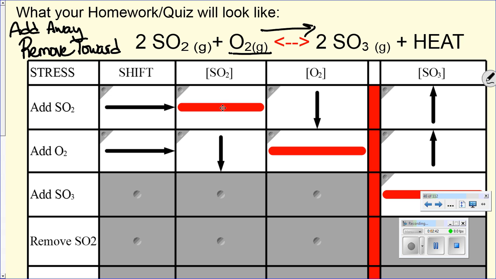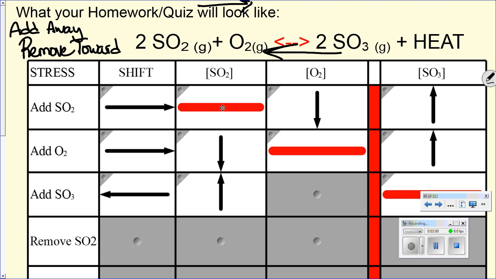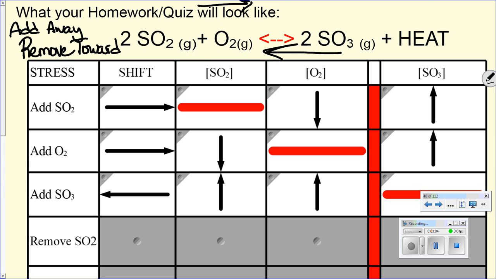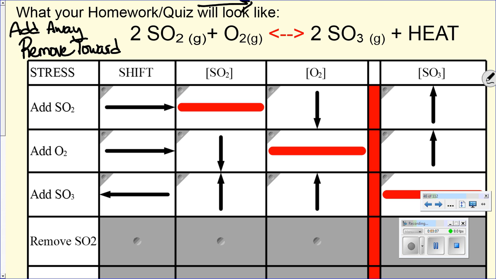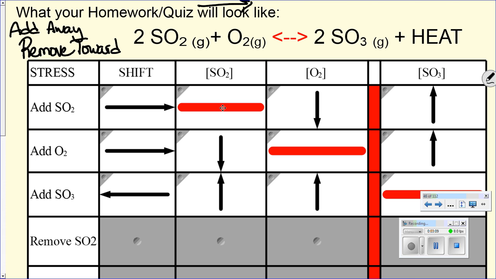If I add SO3, SO3 is on the other side of this reaction from the ones that we've been talking about. By adding SO3, I'm favoring a shift away, add away. So now I'm shifting to the left. I'm favoring my reverse reaction. By adding more SO3, there's more available to decompose. It will make more SO2, it'll make more O2. So you notice now that we're shifting to the left, we have more of the things on the left-hand side of the reaction. I'm not really worried about what's happening with SO3 since that's what I'm changing.